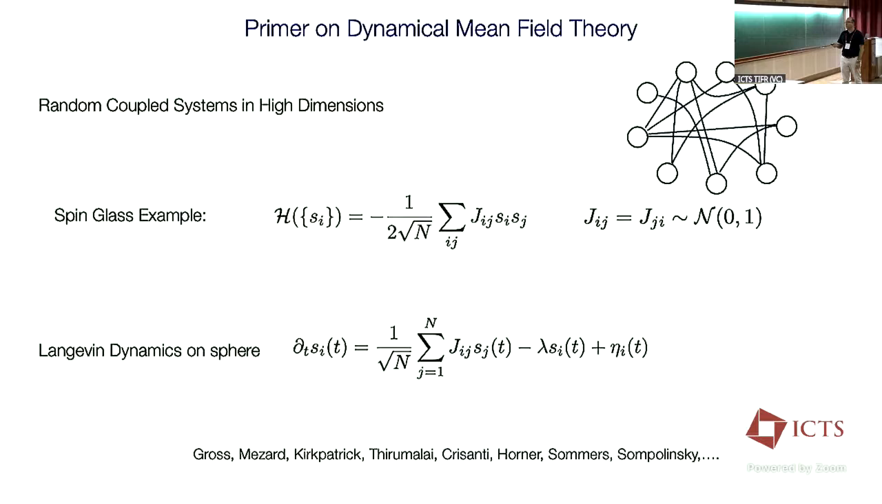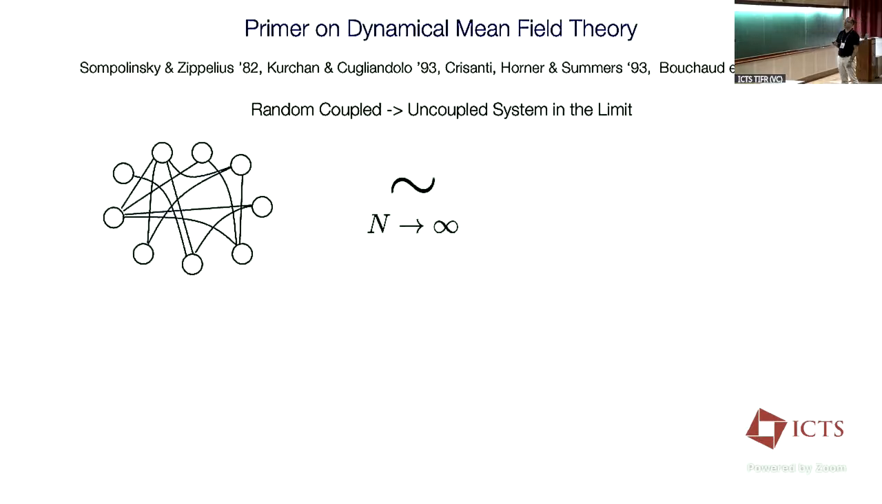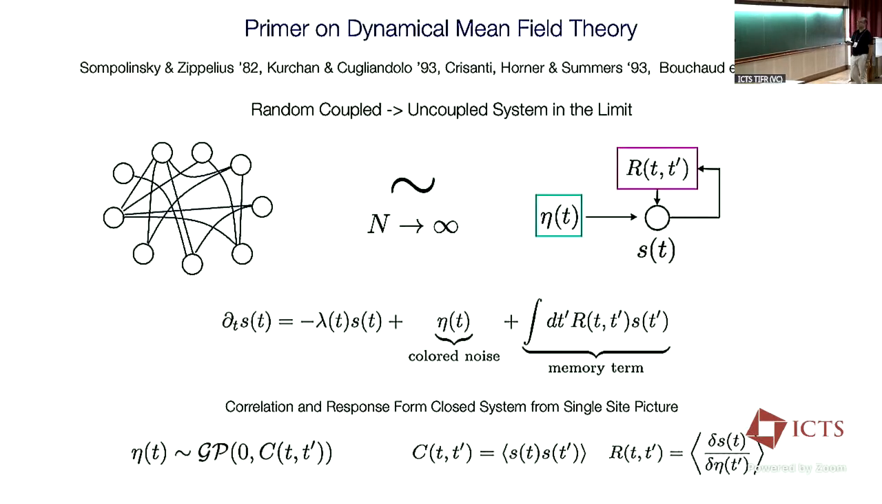Okay, so many famous physicists studied this problem. And basically, at the end of the day, you can take this random coupled system and write an equivalent system, which I'll call uncoupled, in the limit as n goes to infinity. And that system is going to be given by this.